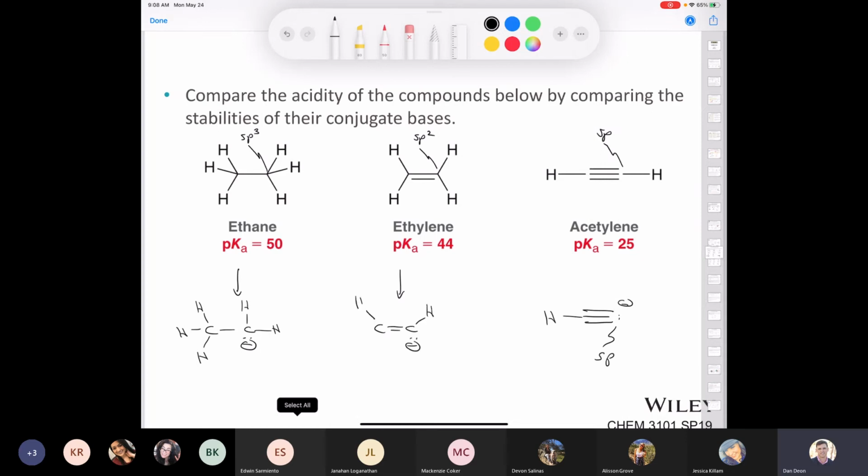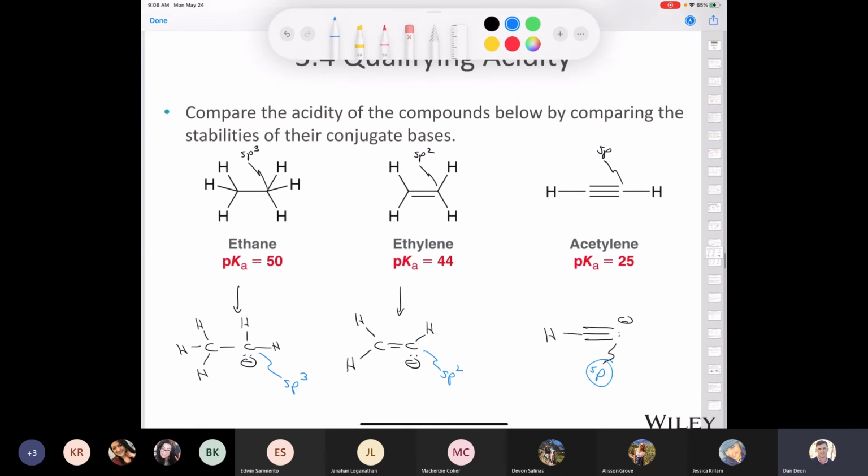So as long as you understood hybridization, you will be rock solid on this kind of stuff. So we go from an sp hybridized orbital, sp2, to an sp3. And again, the smaller the orbital, the more stable the lone pair is going to be, and the stronger the conjugate acid will be. So there you go. We learned all three of them. Here we go. All right.